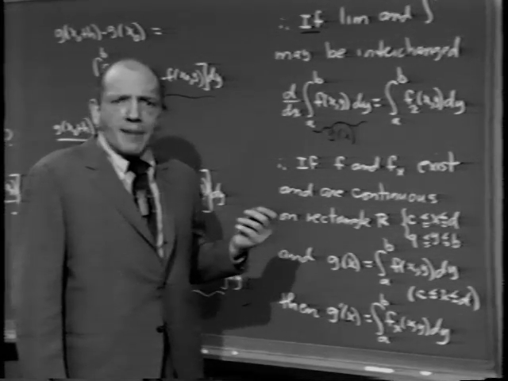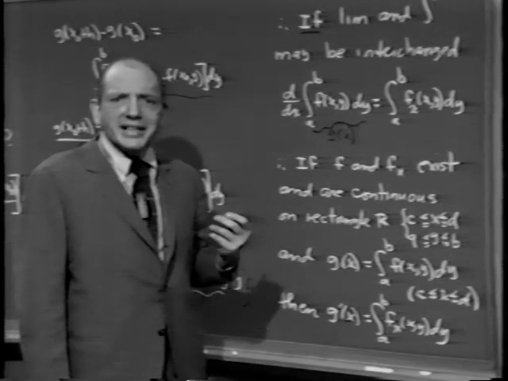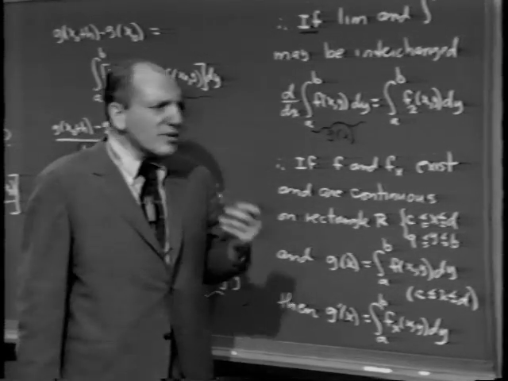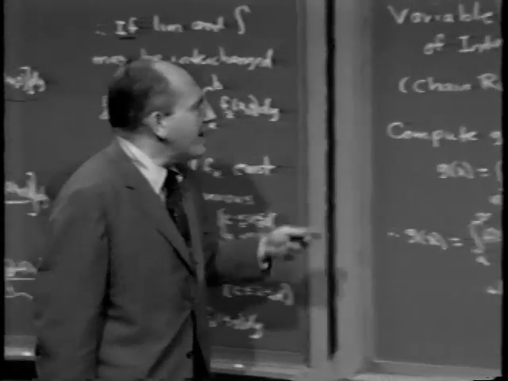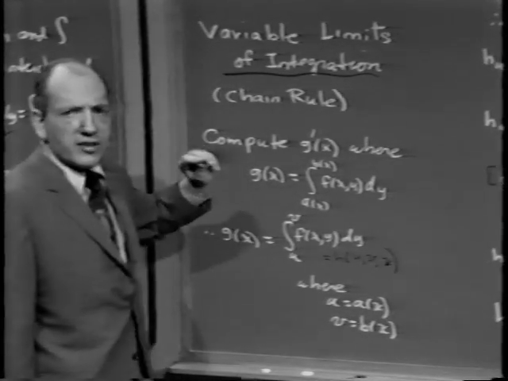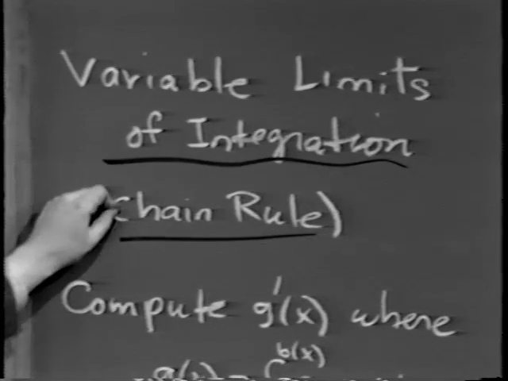But it's not always going to happen that way, and the example that I have in mind now goes back to what we were talking about at the beginning of the lecture, namely, I wanted to give you an application of the chain rule. And here's where that application comes in. I now call this, well, I don't know what to call it. So let's just call it variable limits of integration. Same problem as before. It's going to cause the chain rule to come in now.